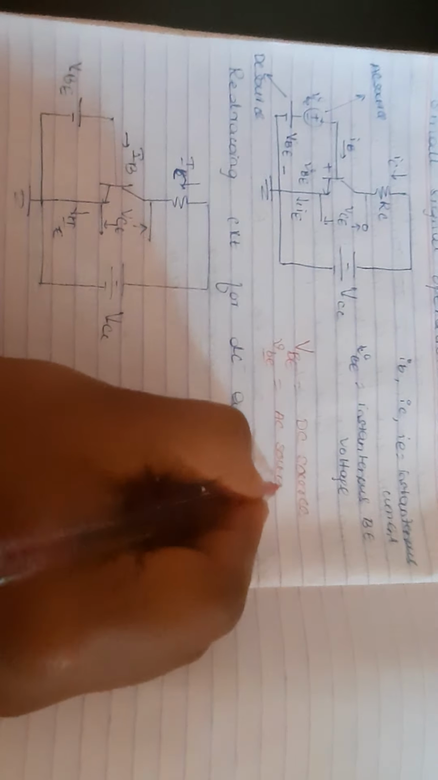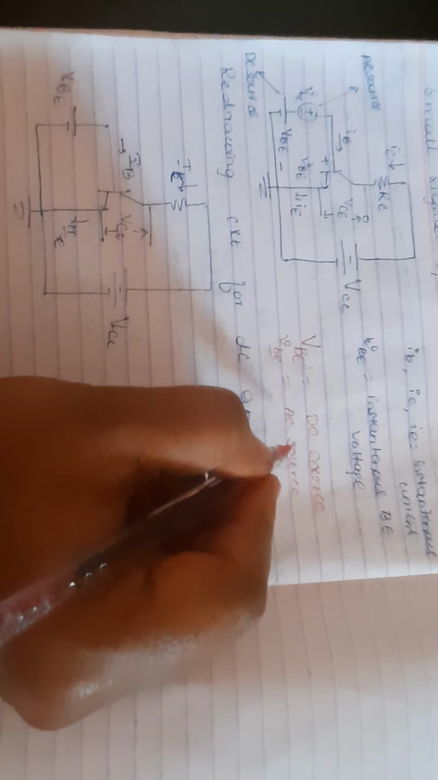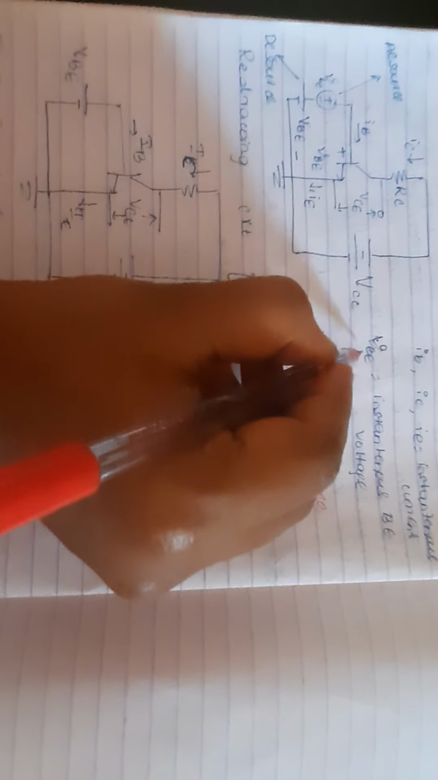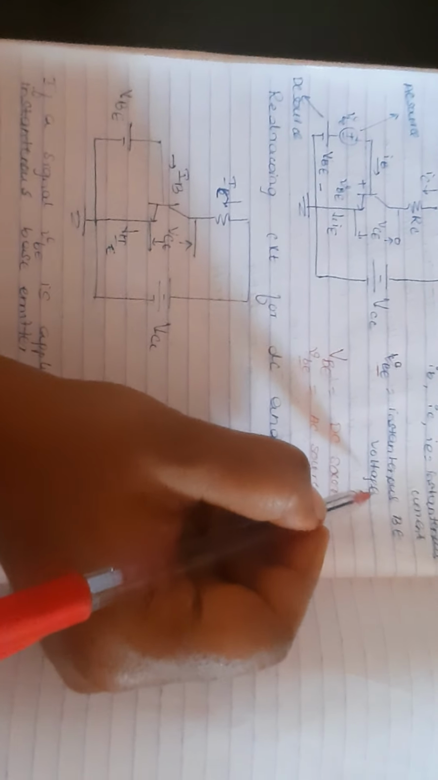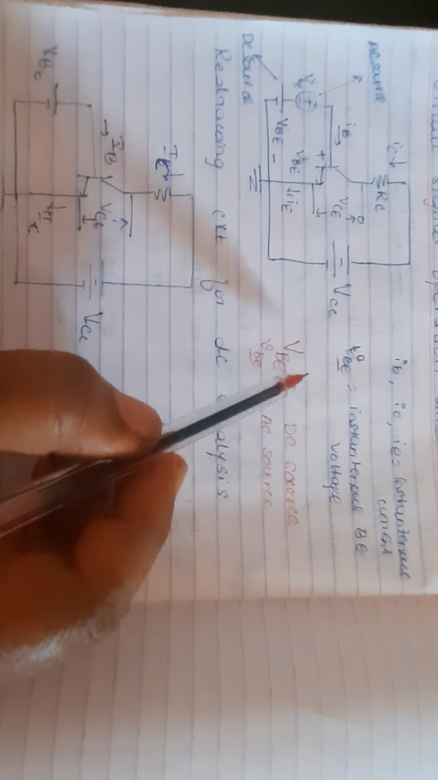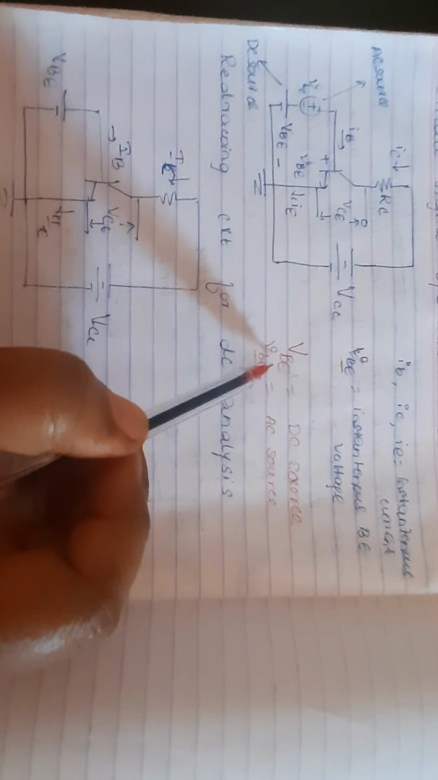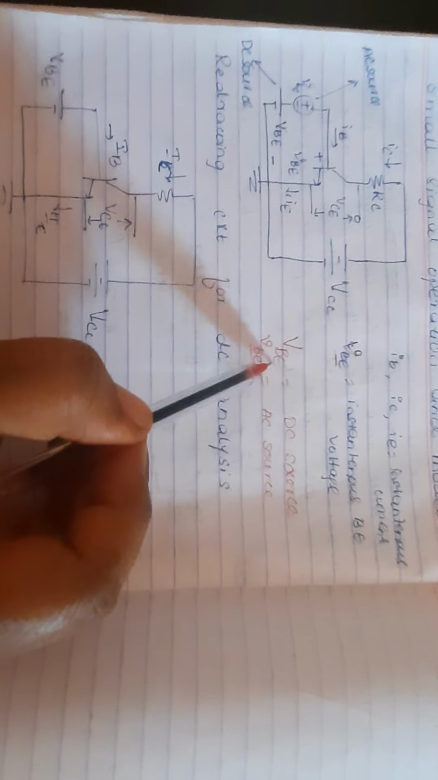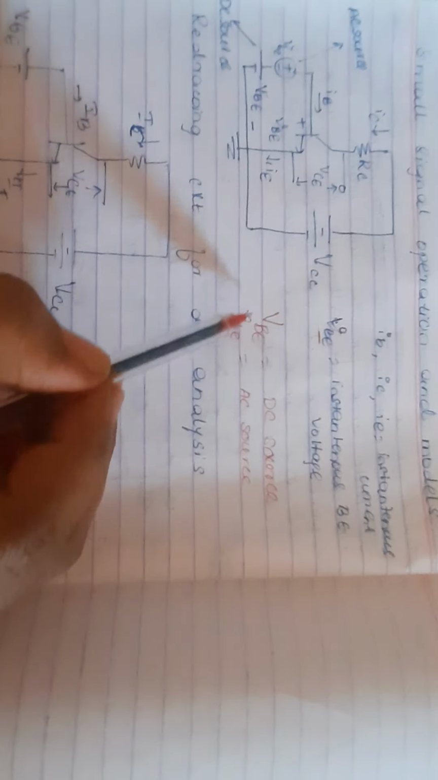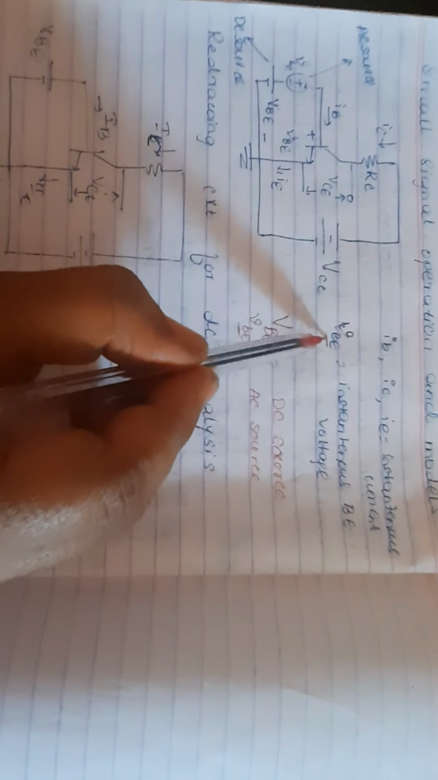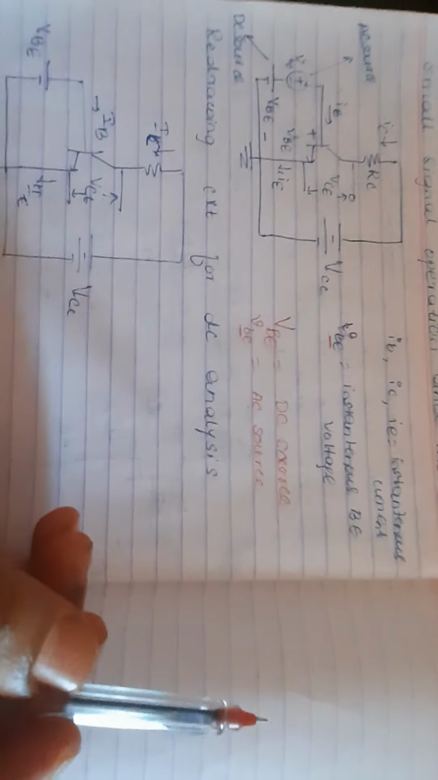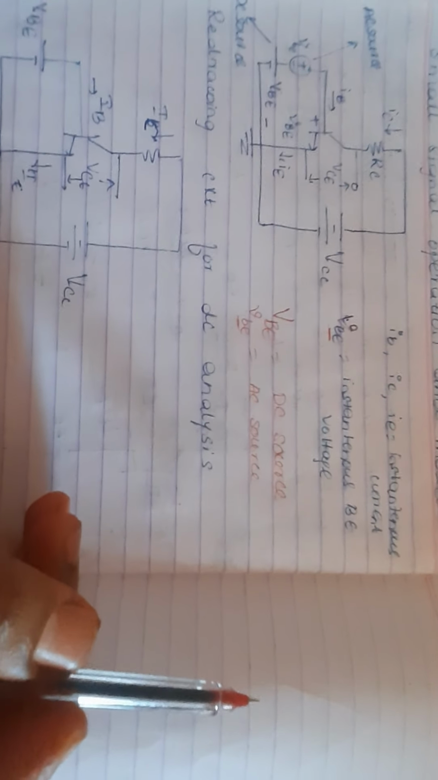After this we'll be using v with the circle and capital BE, which will be the instantaneous base emitter voltage. These terms will all be used. So we'll repeat once again: capital V_BE is the DC source, small v_be is the AC source, and v with the circle and capital BE is the instantaneous base emitter voltage.